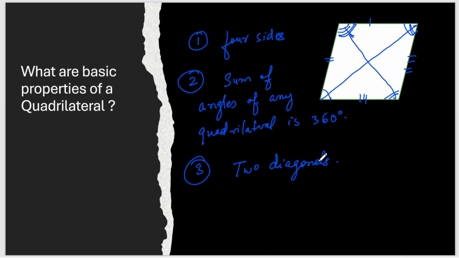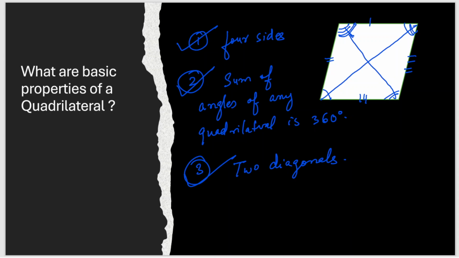So always remember these three properties: it has four sides, the sum of the angles of any quadrilateral is 360 degrees, and it has two diagonals.